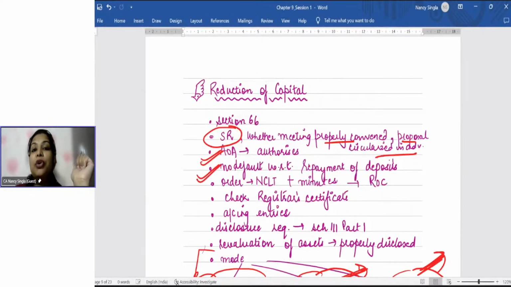Also, a very important condition is that there should be no default with respect to repayment of deposits. The deposits that are with the company, there should be no default with respect to repayment of interest or the principal with respect to such deposits. Then only the company can go for reduction of capital. Order of NCLT, National Company Law Tribunal, and the minutes need to be filed with the registrar.